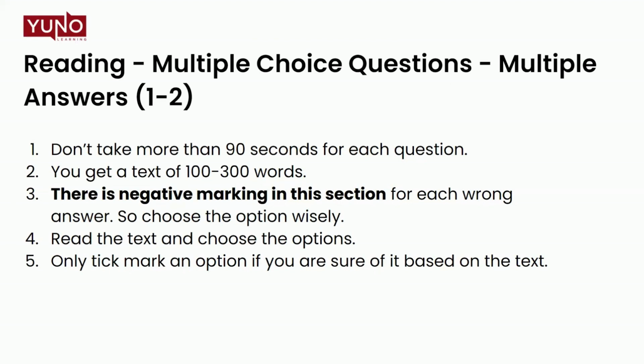You get a text of 100 to 300 words. And remember, there is negative marking in this section for each wrong answer. So just be quick. If you can understand, you answer, you just click on that and move on. So choose the options wisely. There is negative marking in this section. Only tick mark an option if you are sure of it based on the text.